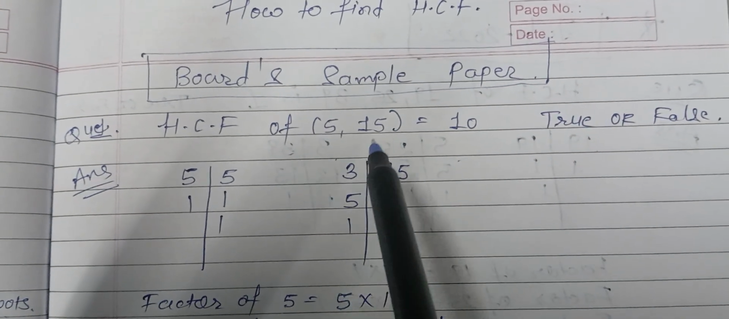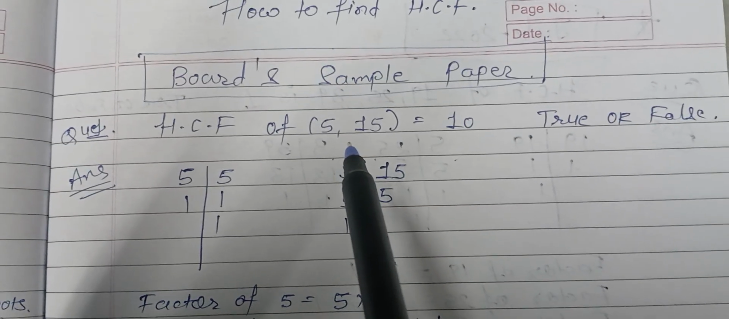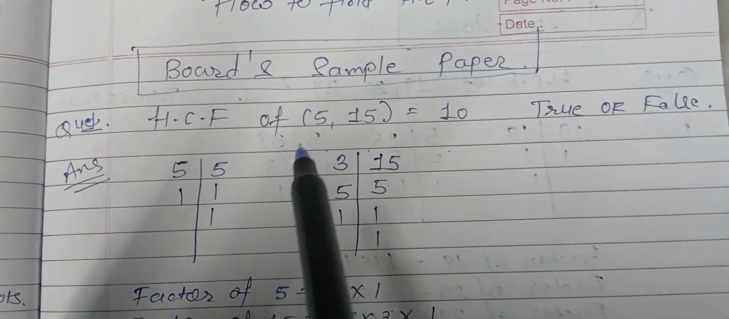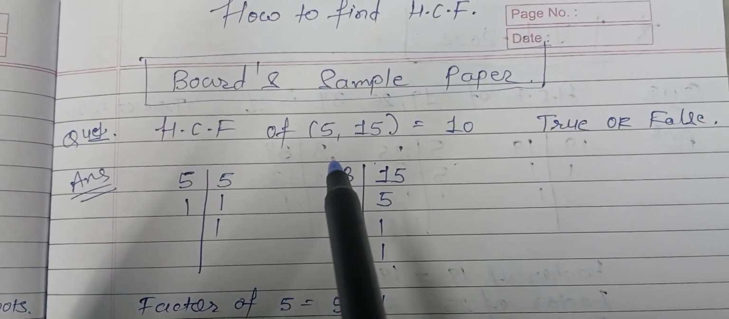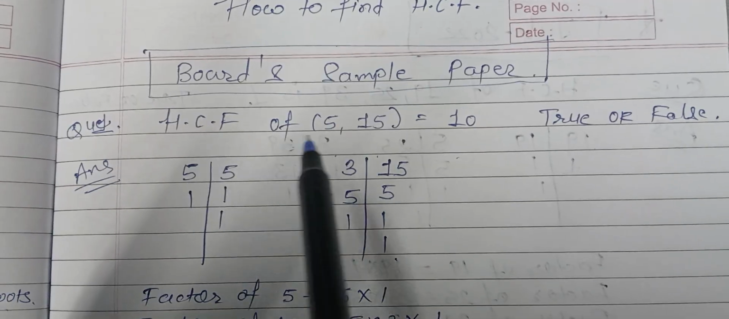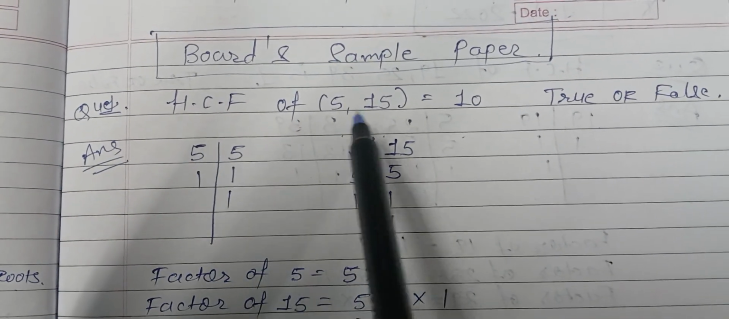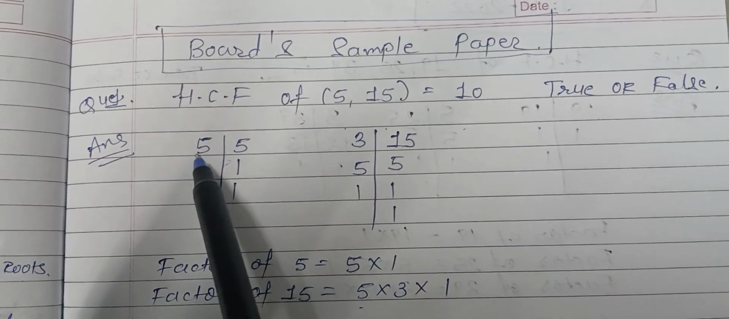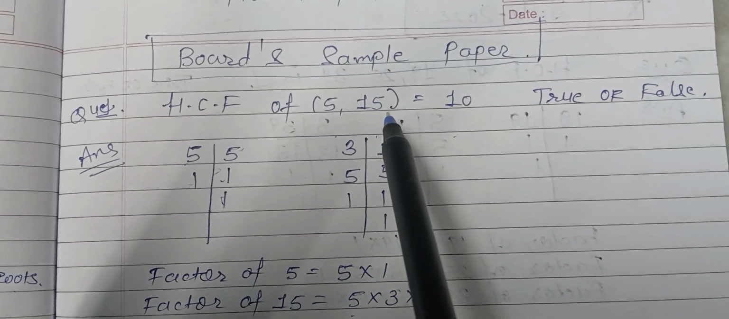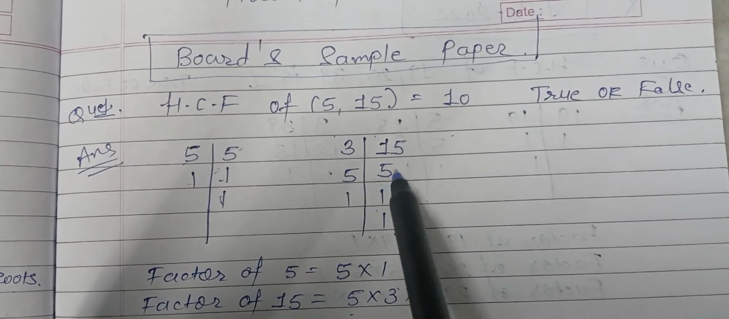Usually these questions are asked in MCQs, at number 13, or it can be asked anywhere, but usually it is asked as the 13th MCQ. First of all, we find the factors of the first number, 5. So 5 ones are 5 and 1 ones are 1. Now for the factors of 15, we know that 3 fives are 15 and 5 ones are 5.